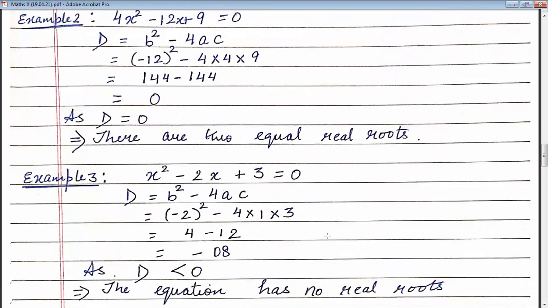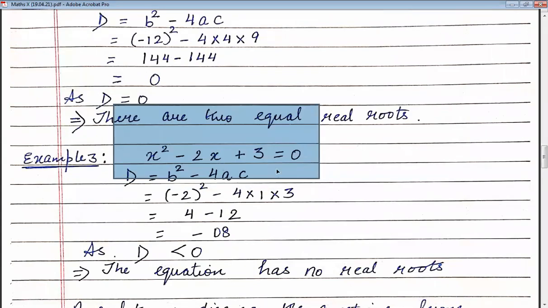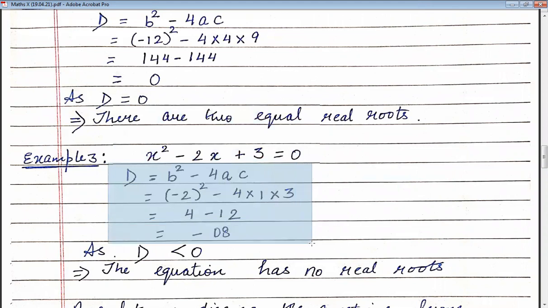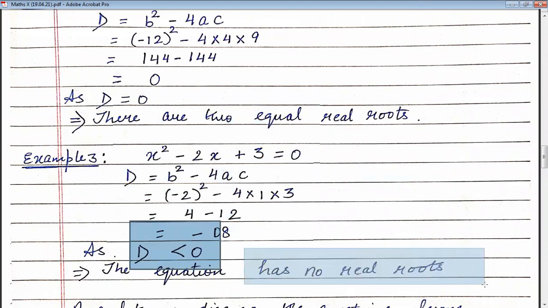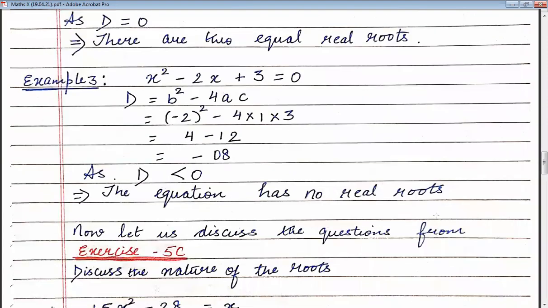Okay, children? Now let's see another one. You have a quadratic equation x square minus 2x plus 3 is equal to 0. Now let's find the discriminant. The discriminant is b square minus 4ac. So when you solve it, you will get minus 8. So now children, minus 8 means your discriminant is less than 0. So this equation has no real roots, only imaginary roots. And that is not in your syllabus.